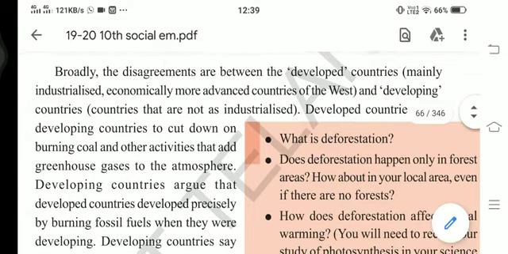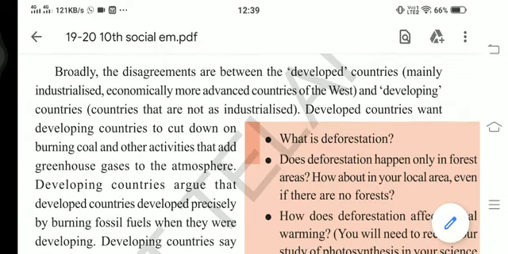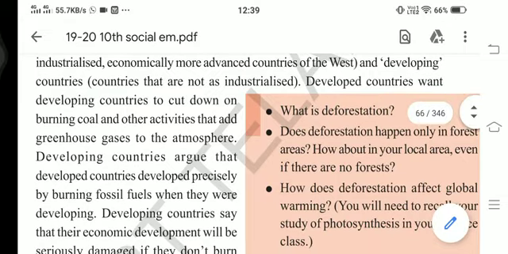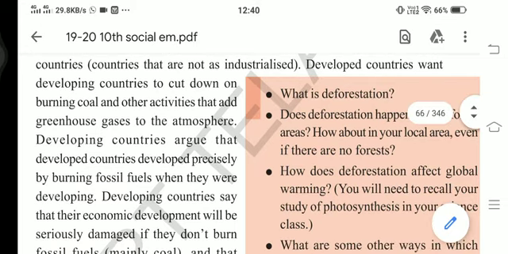And the developing countries are also arguing that developed countries came up this way. Today they are developed, and they are demanding that developing nations cut down the burning of fossil fuels. But if developing countries stop burning fossil fuels, then they would not reach the stage of developed nations.